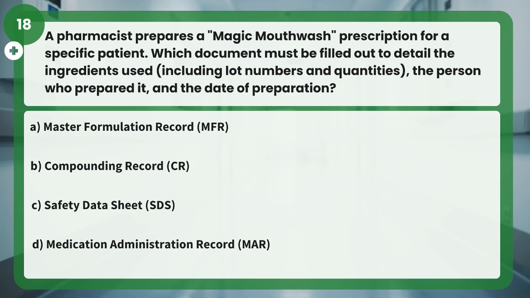Question 18. A pharmacist prepares a magic mouthwash prescription for a specific patient. Which document must be filled out to detail the ingredients used, including lot numbers and quantities, the person who prepared it, and the date of preparation? A. Master Formulation Record, MFR. B. Compounding Record, CR. C. Safety Data Sheet, SDS. D. Medication Administration Record, MAR.